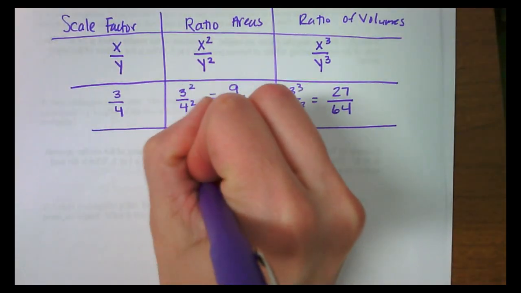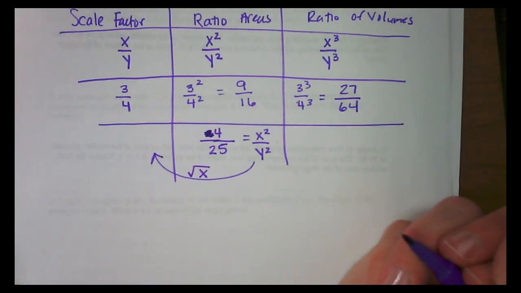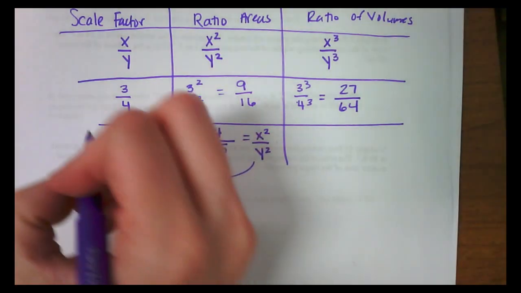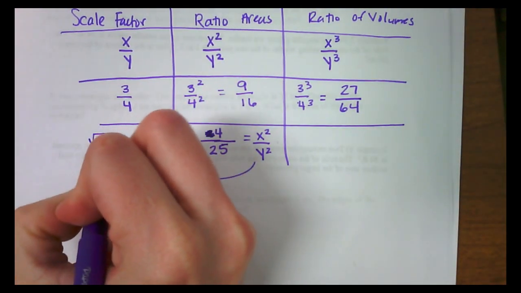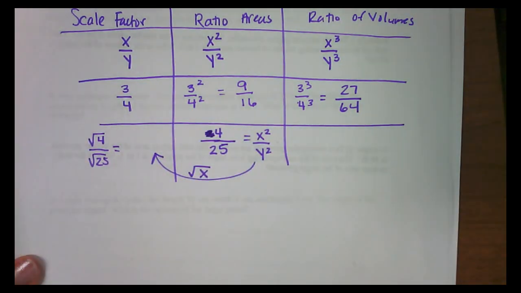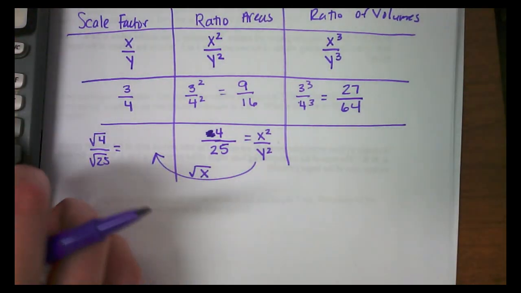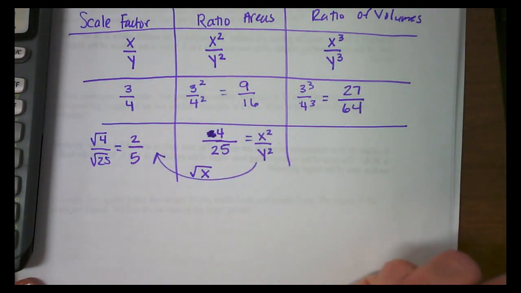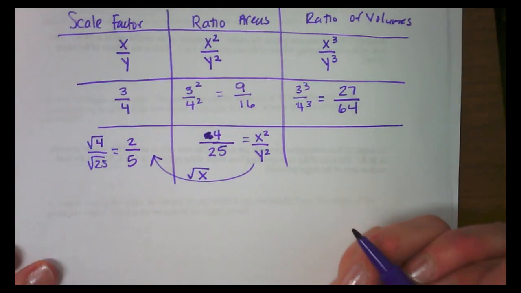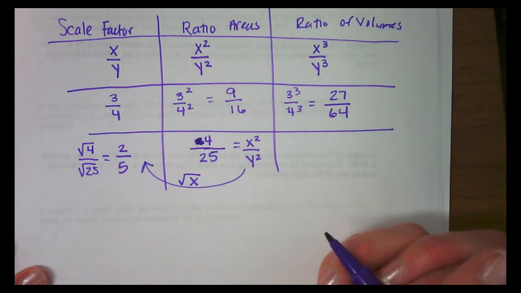So in order to work backwards, I have to use my square root key. So I would take the square root of 4 and the square root of 25 to get my answer. Okay, so square root of 4 is 2, square root of 25 is 5. That's how I would work backwards for area.